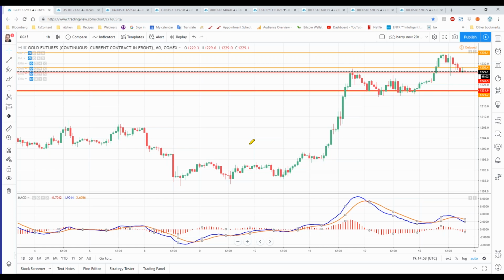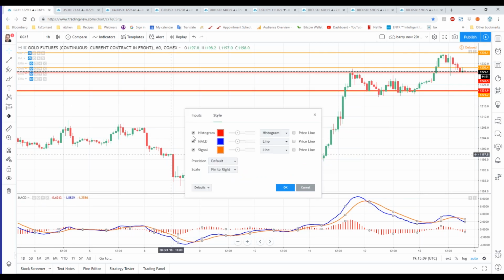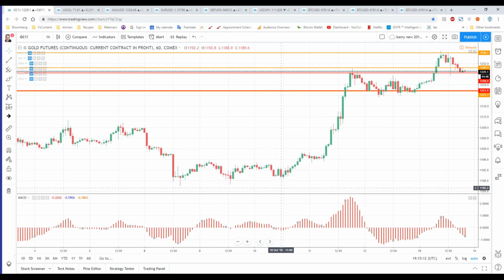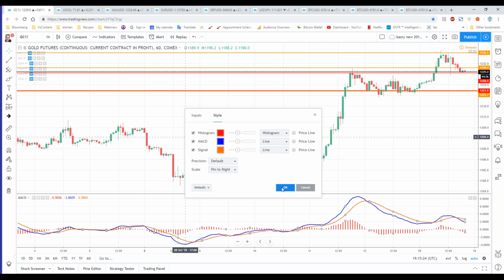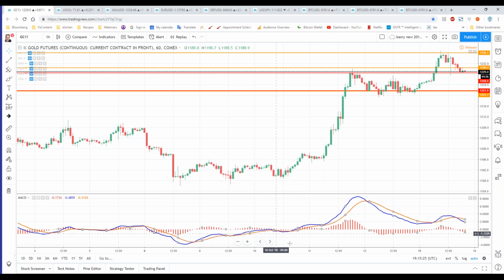Okay. Now, a lot of us only use the histogram because everything you want to know is actually within the histogram. So technically, you could turn off the MACD line and the signal line and just make your decisions from the histogram. But a lot of us like to see everything, so we leave on the MACD line and the signal line. Well, now that we have this on our charts, we sure need to figure out what to do with it.